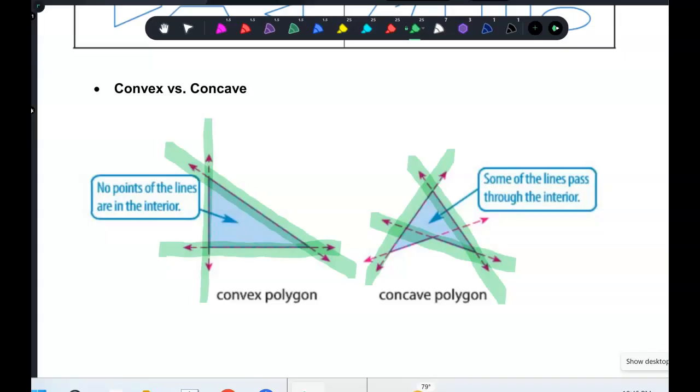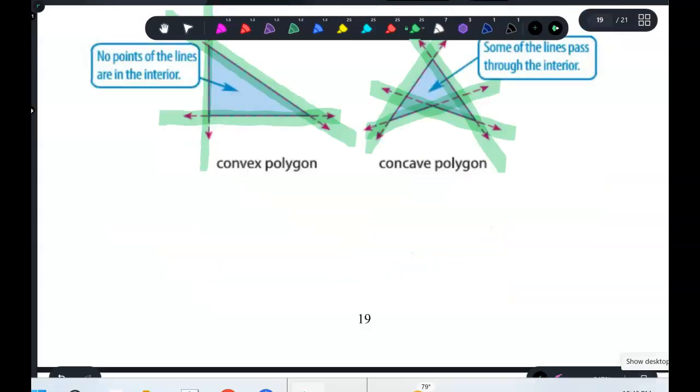We call this concave. Here's the other side. That also cuts through the interior of the polygon, so that is concave. I like to think of concave, right? Think of concave, it caves inward somewhere. That's the easiest way.